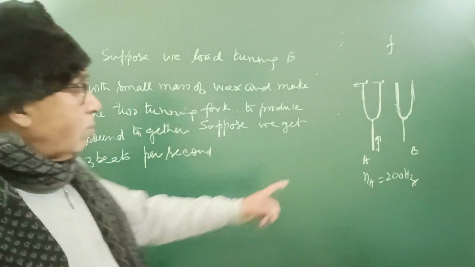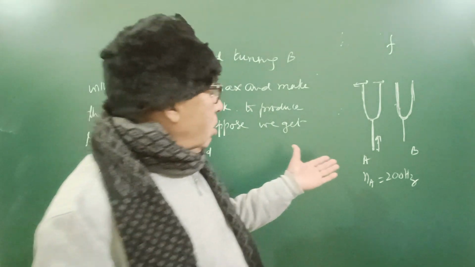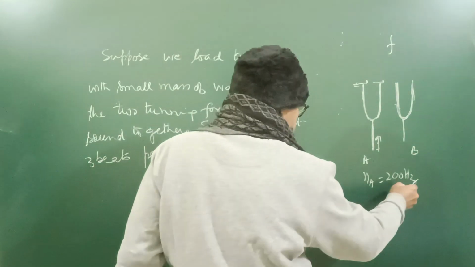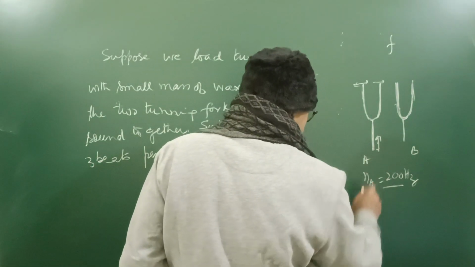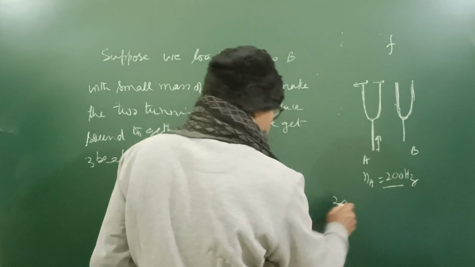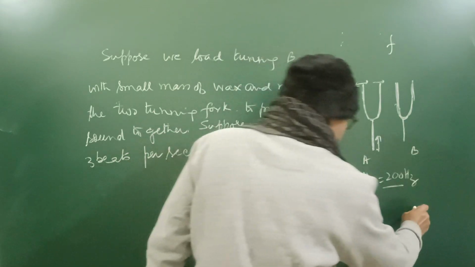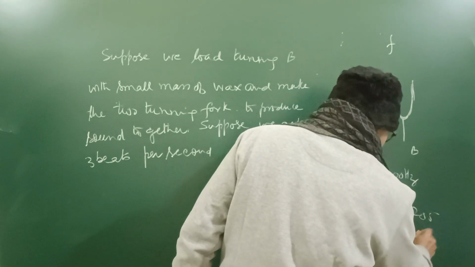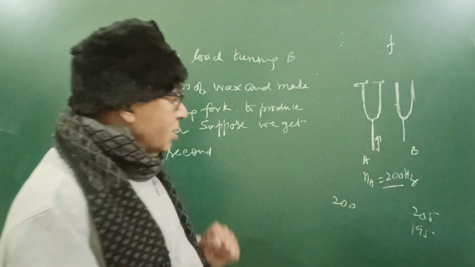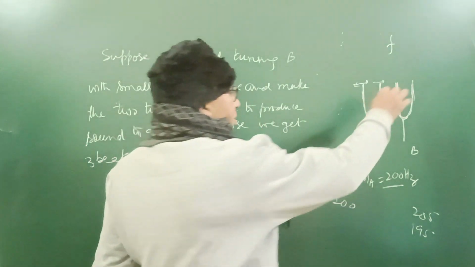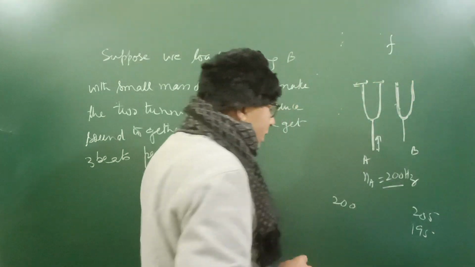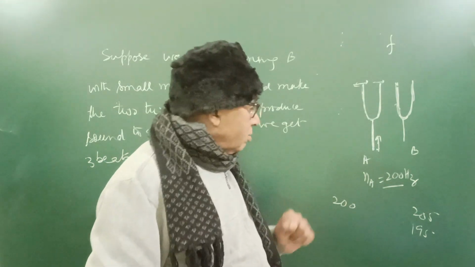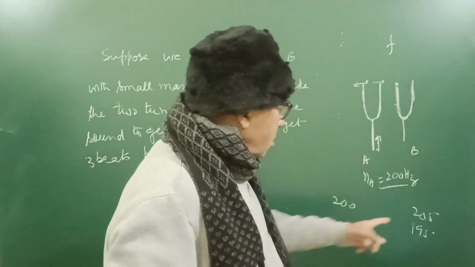It means the difference between the frequency of A and B is 3 only. The frequency of A remains 200. Our possible frequencies are 215, 205 and 195. So when we increase mass, this frequency decreases and the difference remains only 3. This 200 does not change.